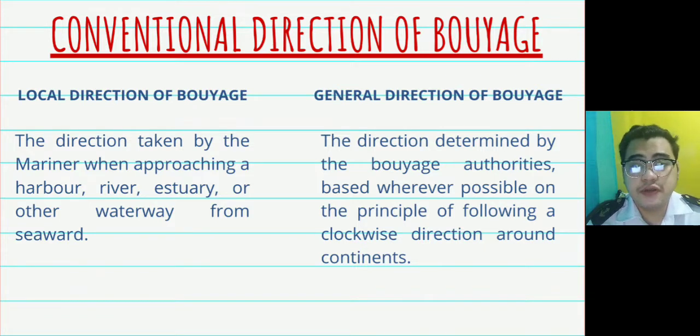The second definition is the general direction of Bouyage: the direction determined by the Bouyage authorities based, wherever possible, on the principle of following a clockwise direction around continents. It is usually given in Admiralty sailing directions and, if necessary, indicated on charts by the appropriate symbol.